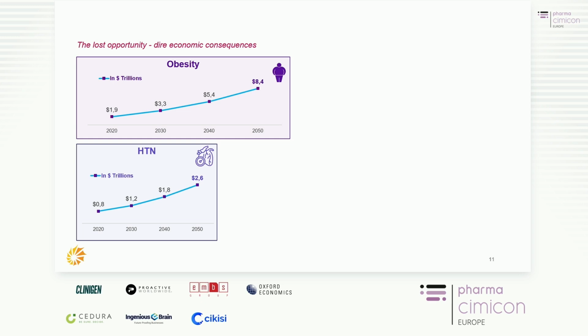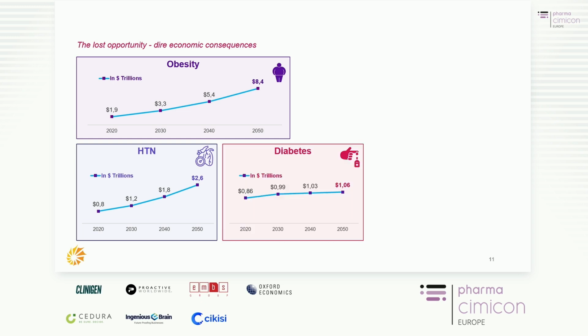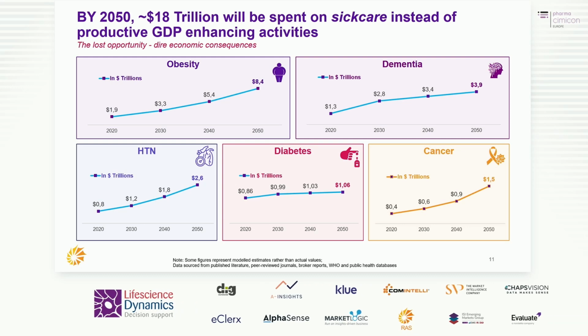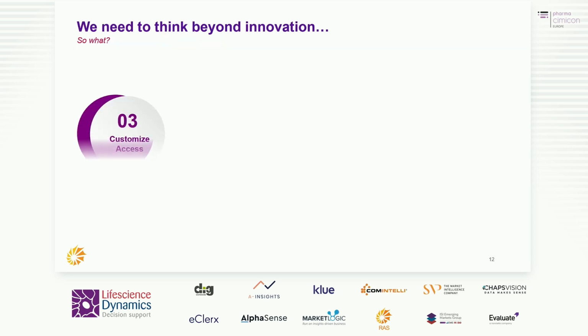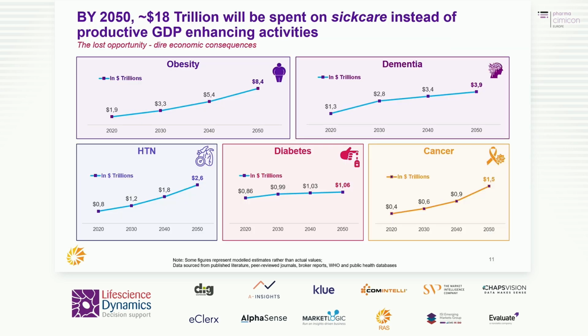For hypertension, it's about $2.6 to $3 trillion. For diabetes, we are looking at $1 trillion, but we know that this number will get revised. For cancer, it's about $1.5 trillion, and for dementia, we are looking at close to $4 trillion worth of healthcare spend. If you just add them up roughly, we are looking at $18 trillion worth of sick care on only these elements. If you now add all other diseases, you're looking at close to about $40 trillion of non-productive GDP spend only on caring for patients, which is not necessarily driven by an increase in population.